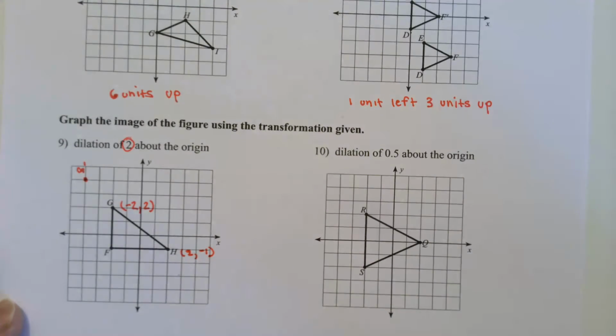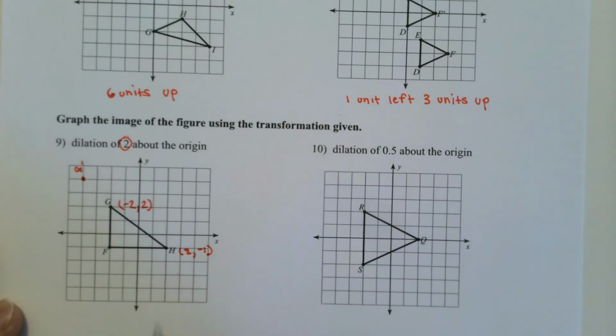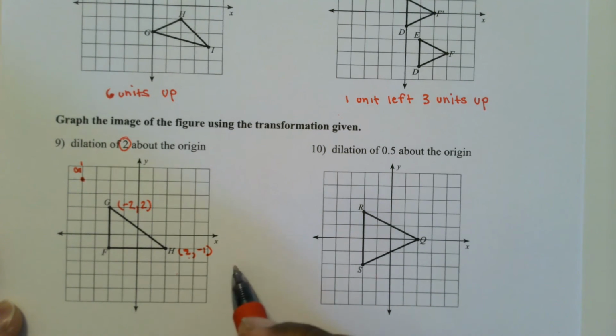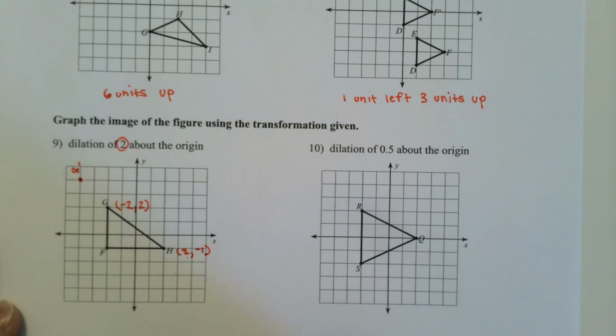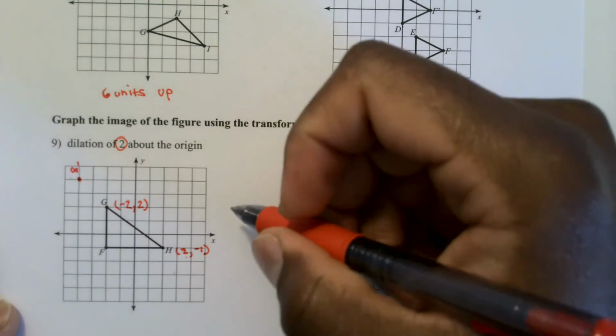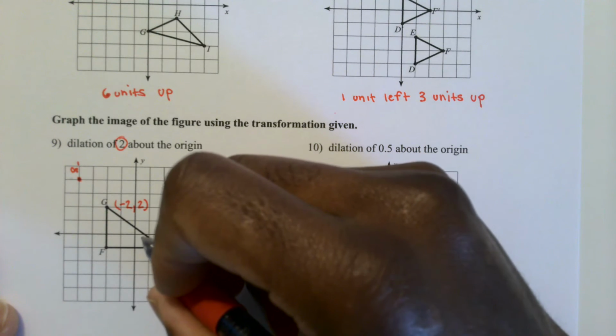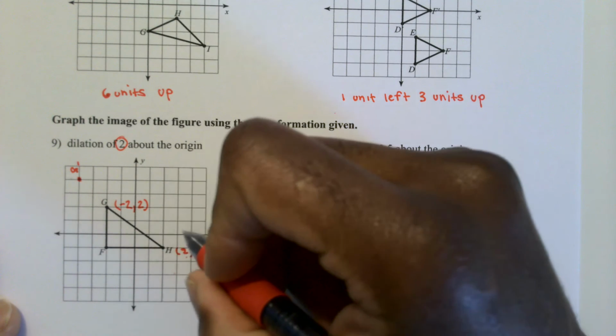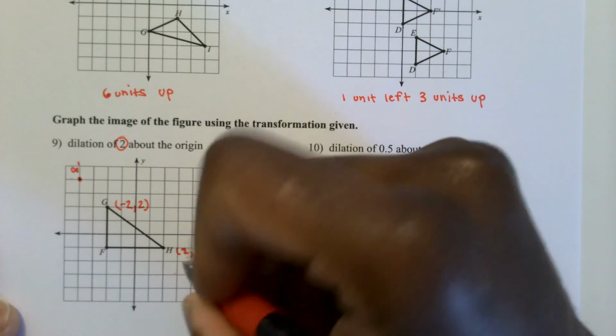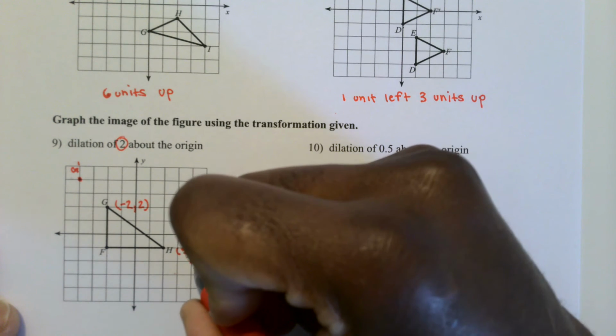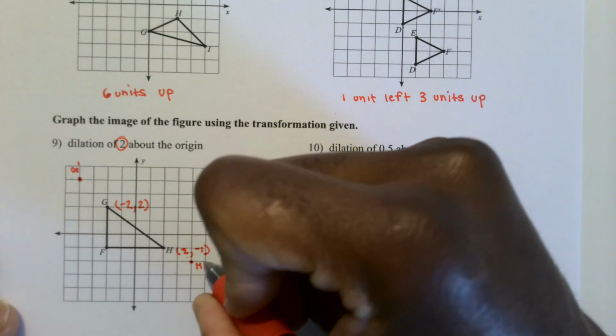And remember, we're doubling each of those coordinates. Okay, so 2 doubled is going to be 4, and -1 doubled is going to be -2. All right, so let's go ahead and graph that new point for H prime. We're moving to the right, sorry, 1, 2, 3, 4, and down 1, 2, putting our new point for H prime right there.